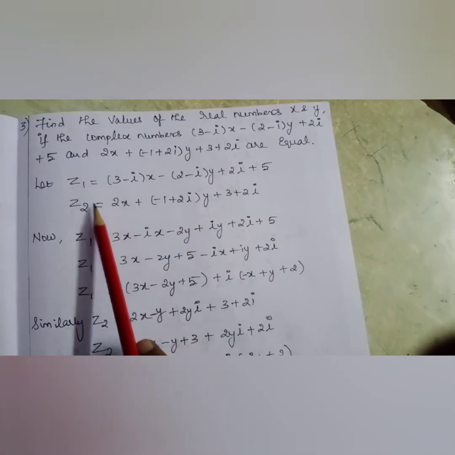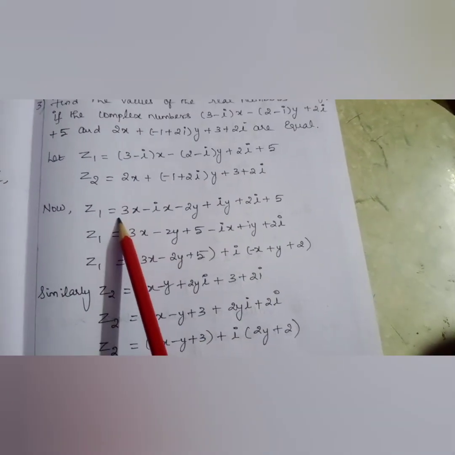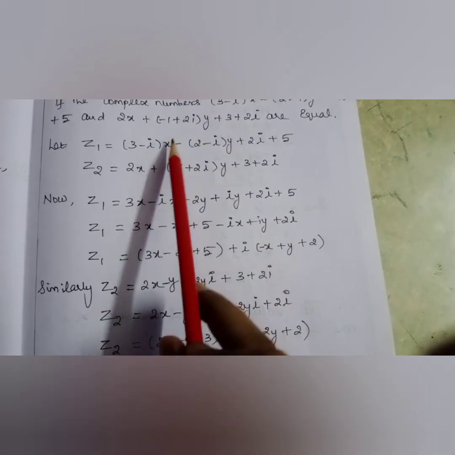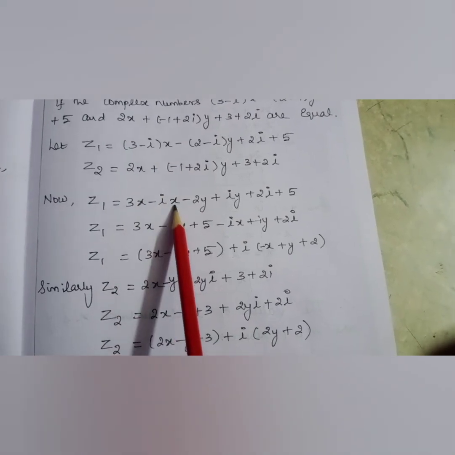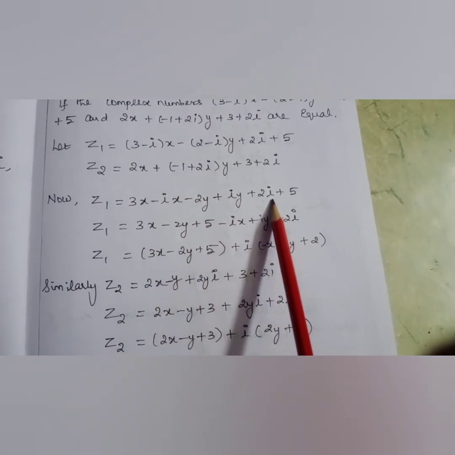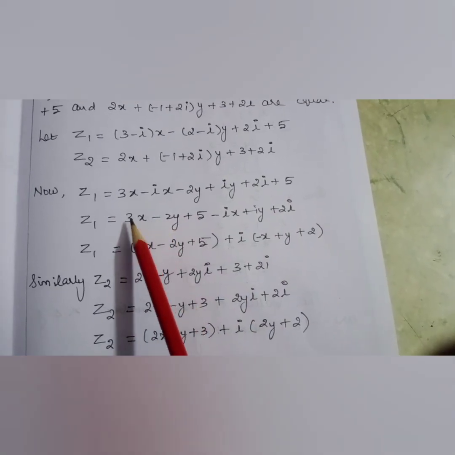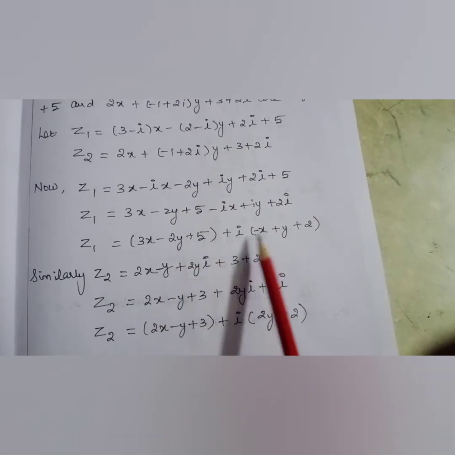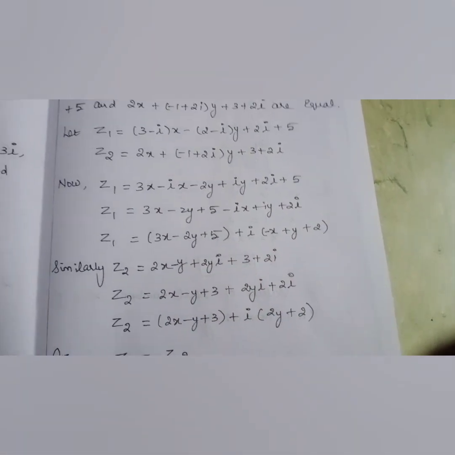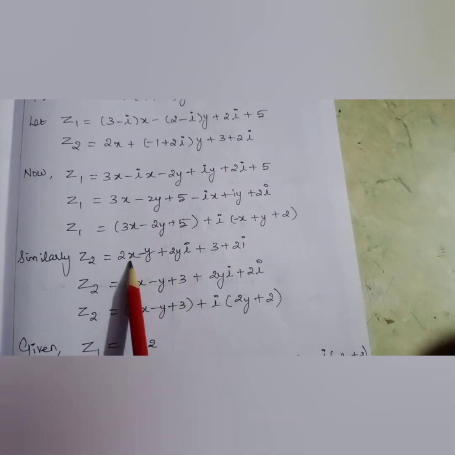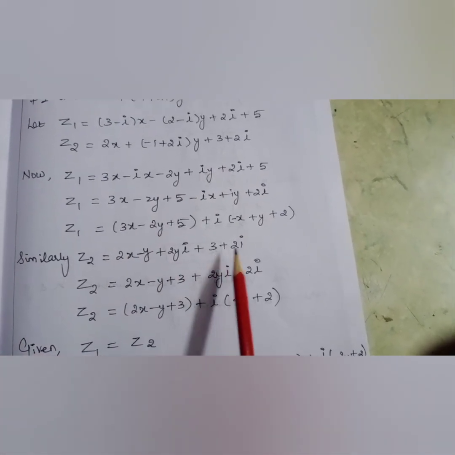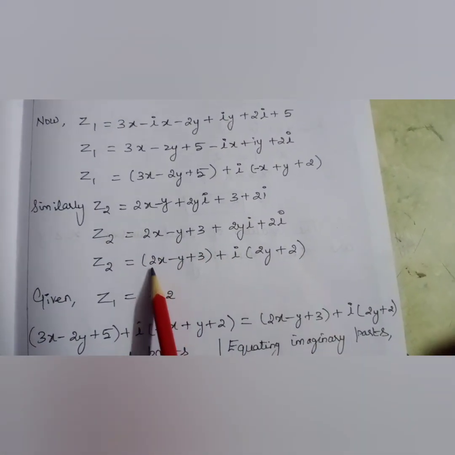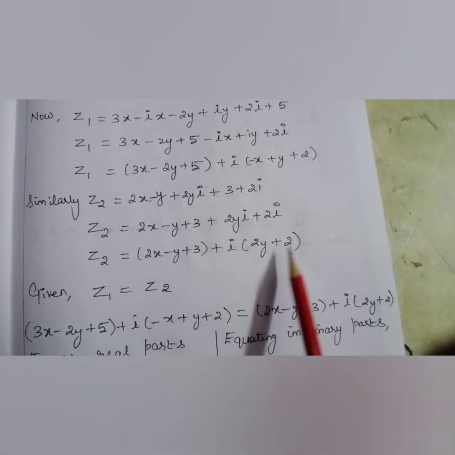So we will name them z1 and z2. Now my z1 I will simplify and make it real part plus i into imaginary part. I am multiplying inside, so I am getting 3x minus ix minus 2y plus iy plus 2i plus 5, and I am grouping the real part and imaginary part. So I am getting 3x minus 2y plus 5 plus i into minus x plus y plus 2. Now z2. My z2 is 2x minus y plus 2yi plus 3 plus 2y. Now once again I will group them, the real part plus imaginary part, that is 2x minus y plus 3 plus i into 2y plus 2.